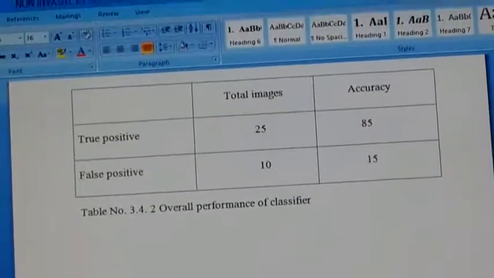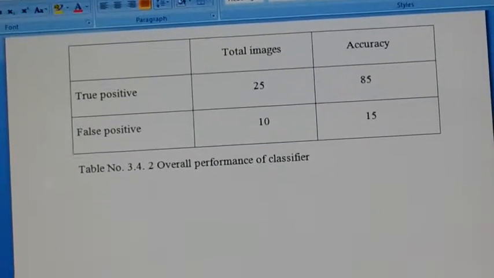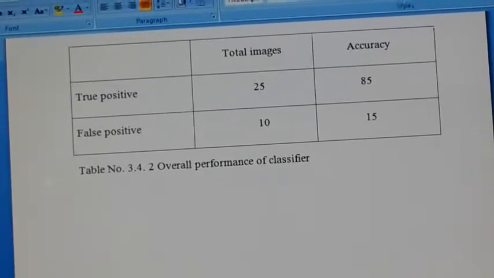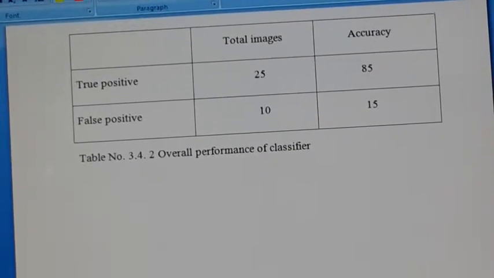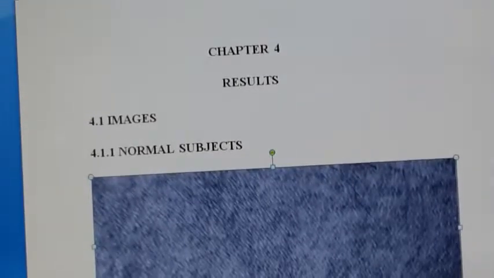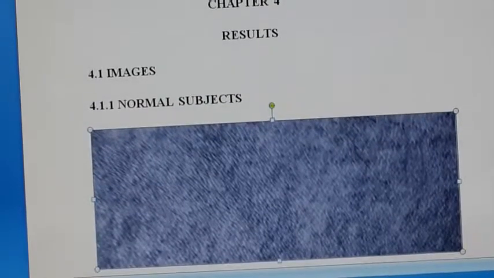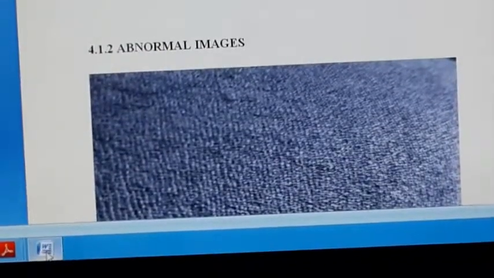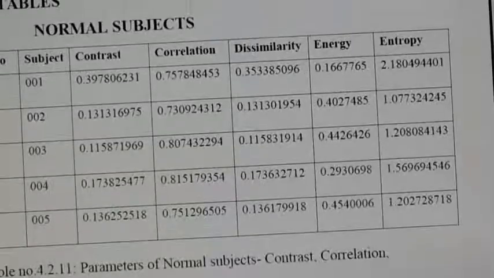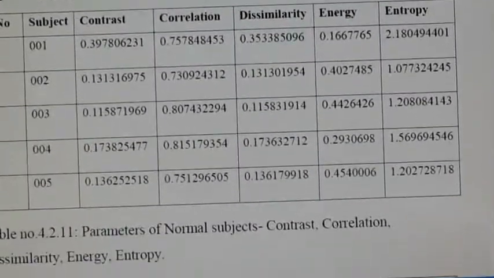This is the result we obtained from the MATLAB image processing. Out of total images, 25 are true positive and 10 are false positive. The accuracy of true positive is 85% and the false positive is 15%. This is the normal image of a normal person. This is an abnormal image after processing in MATLAB. These are the values calculated from the normal and abnormal persons.